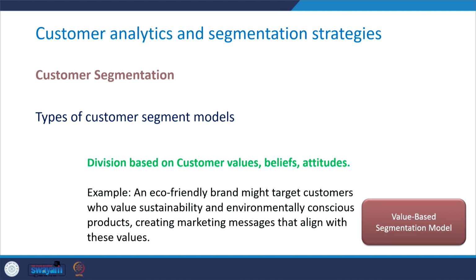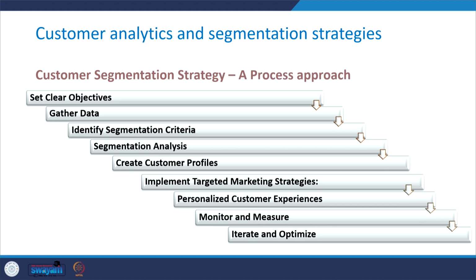Finally, we can have value based segmentation model. Here the division is based on customer values, beliefs and attitudes, more abstract kind of things. For example, an eco-friendly brand might target customers who value sustainability and environmentally conscious products. Creating marketing messages that align with these kind of values for those customers is nothing but value based segmentation model.